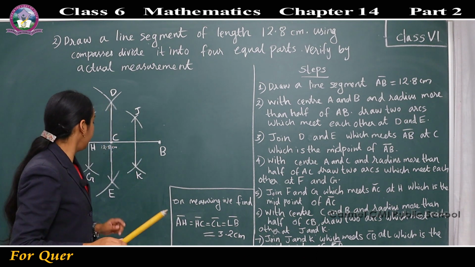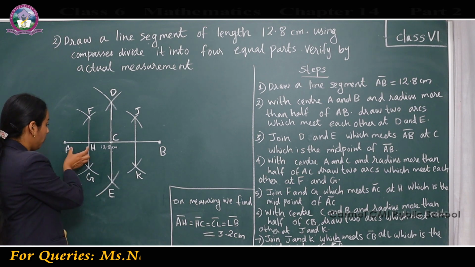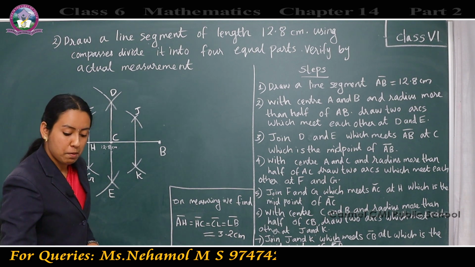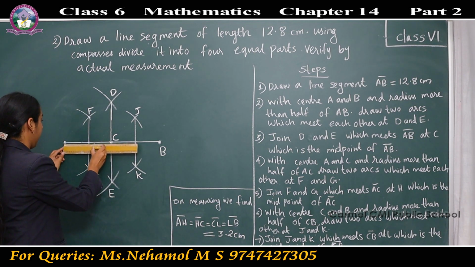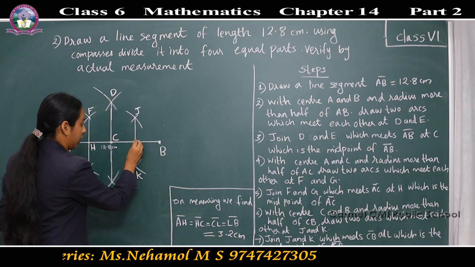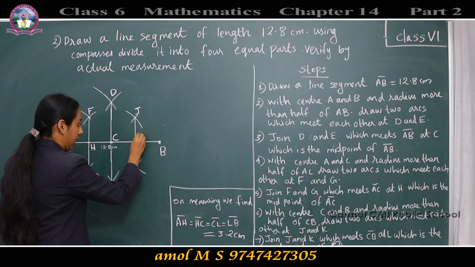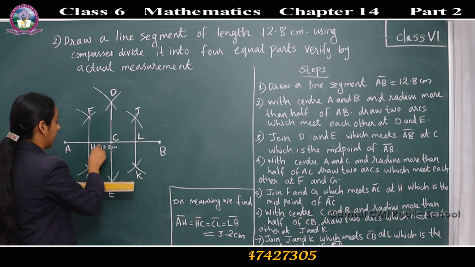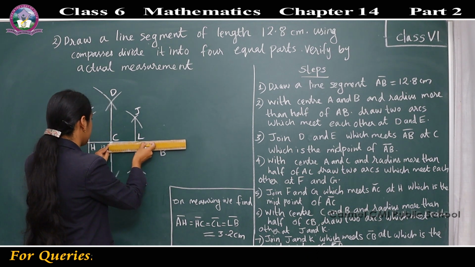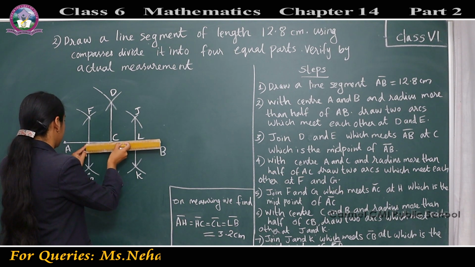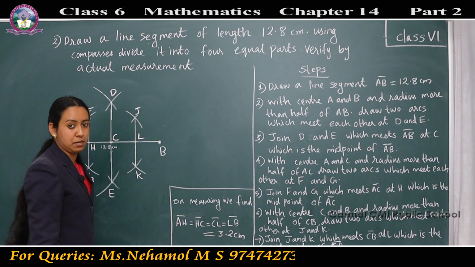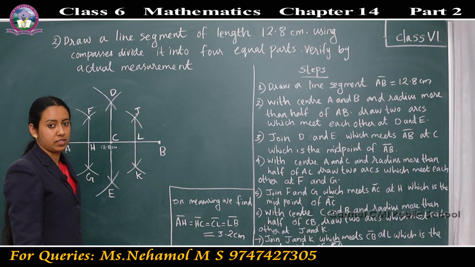So, we divide the given line segment into 1, 2, 3, 4 parts. Now, we can measure it. AH and HC, then we can name this point as L. Then AH, HC, CL and LB, then HC and AH are of length 3.2 centimeter.